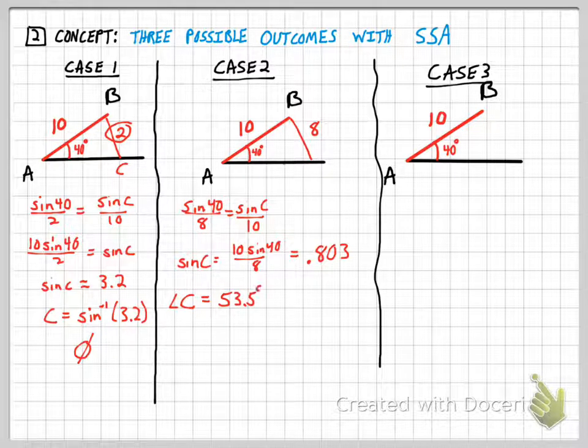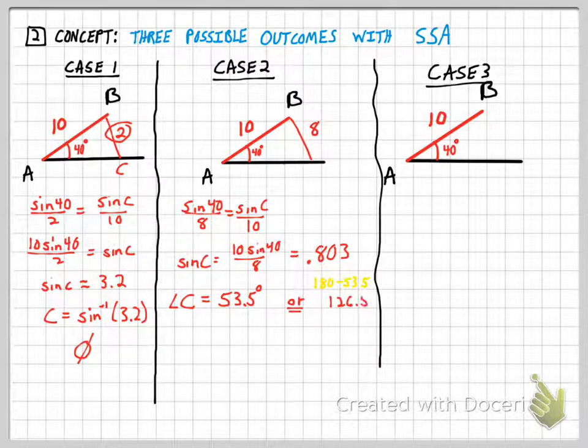Here's what's really important to remember with the ambiguous case: there is a second answer that your calculator doesn't tell you. As we've discussed previously, if I'm thinking about a trip around the circle, there are two places where the sine would equal 0.803. Your calculator only gives you one of them, and the other I figure out by doing 180 minus 53.5, which gives the other angle, about 126.5.